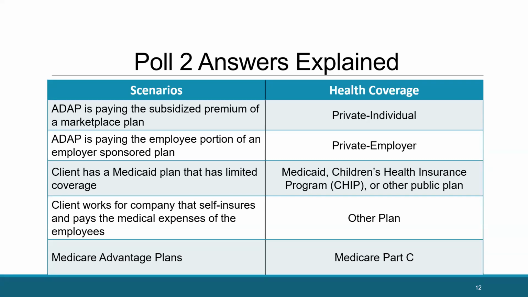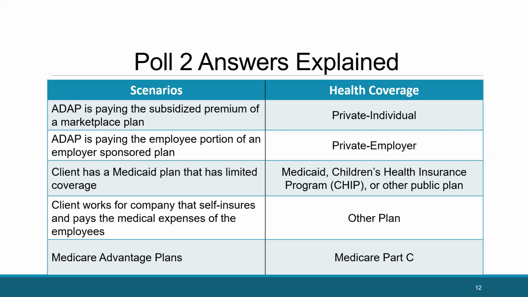The first scenario is when ADAP is paying the subsidized premium of a marketplace plan. This would be private individual, not other plan. A marketplace plan is private insurance. Just because it's being paid by ADAP doesn't make it other plan. The second scenario is when ADAP is paying the employee portion of an employer-sponsored plan. This is private employer, not other plan. It's private insurance that the employer sponsored, even if ADAP paid the employee portion. Again, just because it's paid by ADAP does not make it other plan.